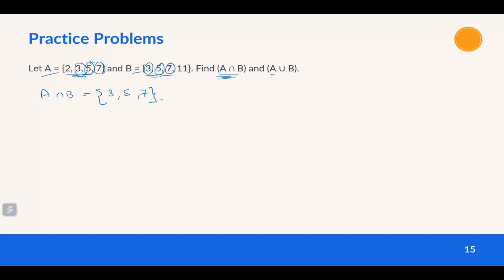Now if you perform union, union says it contains all the elements in A as well as in B. So you have to write 2, 3, 5, 7, and 11. So the elements which are present in A as well as those present in B will be in the union operation. Okay.